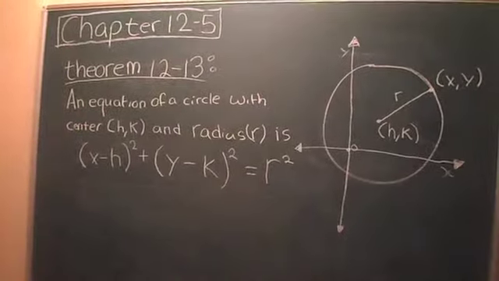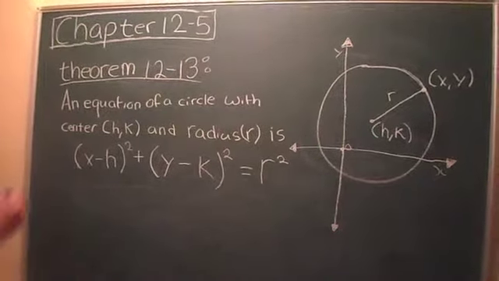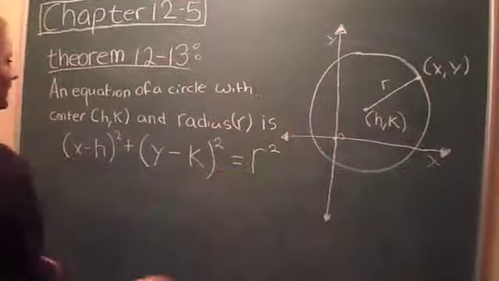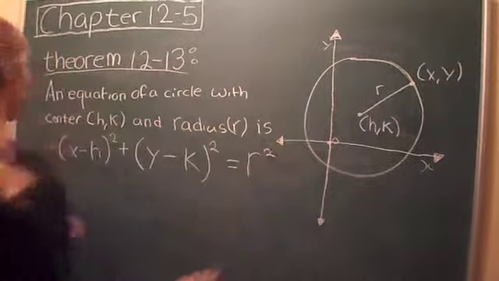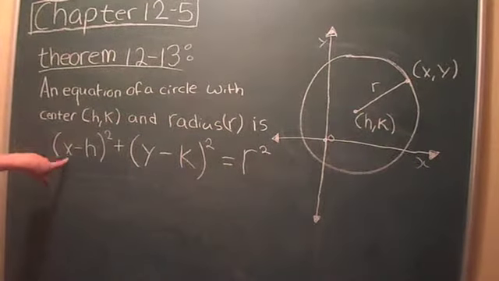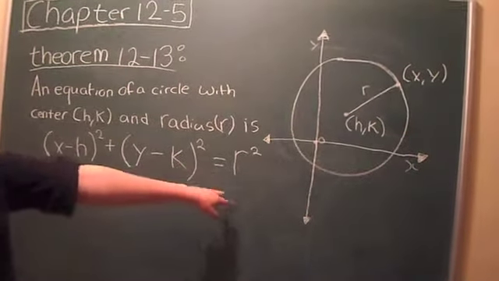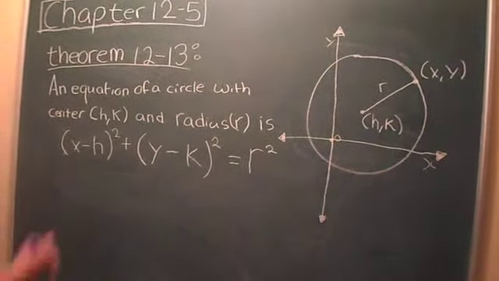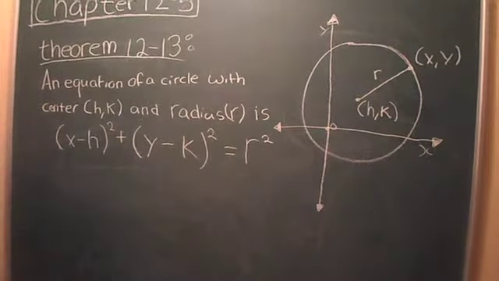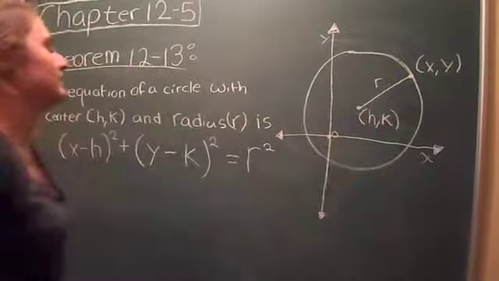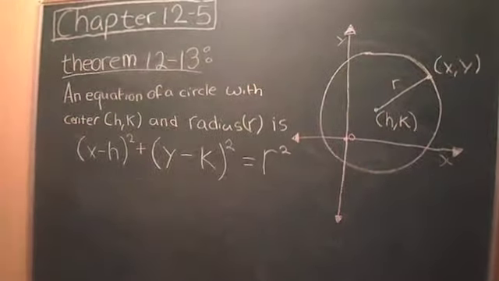Chapter 12.5. Theorem 12.13 says that an equation of a circle with the center (h, k) and the radius r is x minus h squared plus y minus k squared equals r squared. And this equation is in standard form. So you use this equation to find the radius over there.